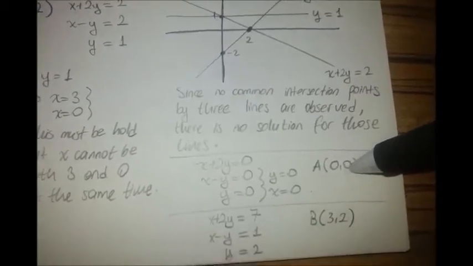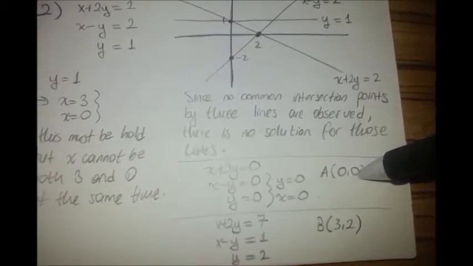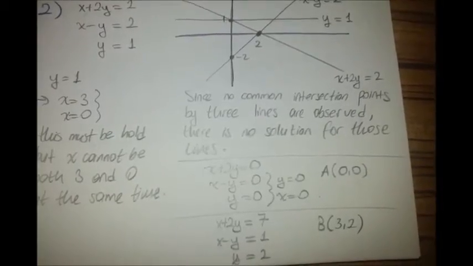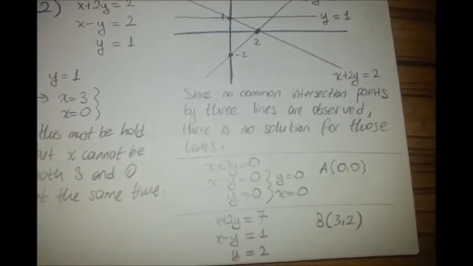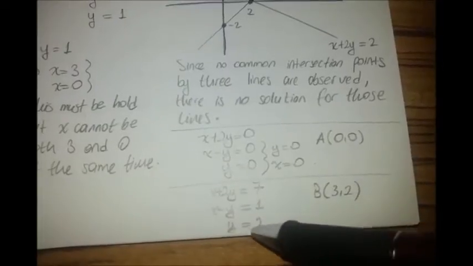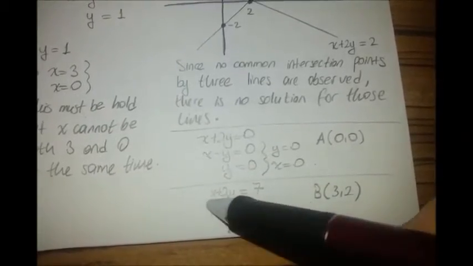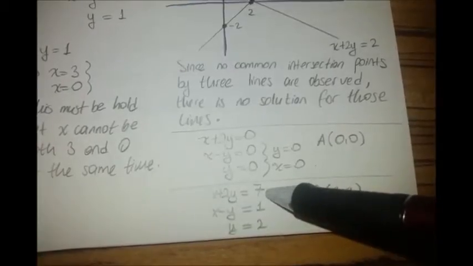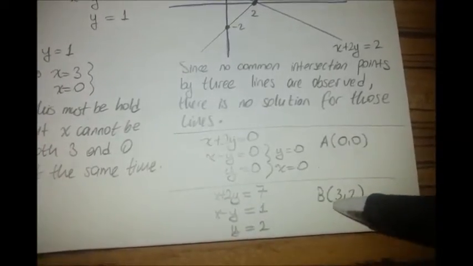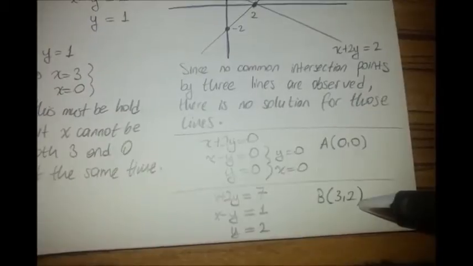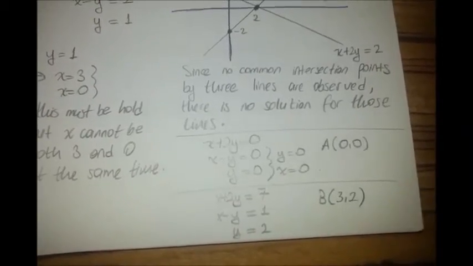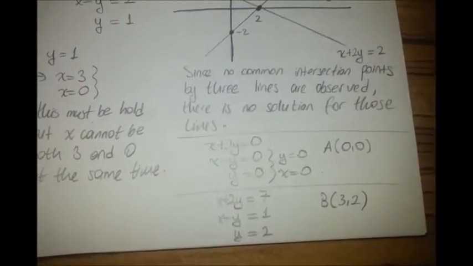And it says, is there any non-zero choice of right hand sides that allows three lines to intersect at the same point? So for example, I assign y is equal to 2, x minus y is equal to 1, and x plus 2y is equal to 7. That gives me the point 3 and 2. So yes, there is a non-zero choice of right hand sides.